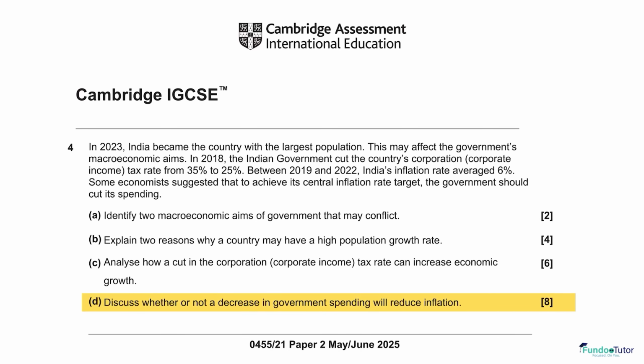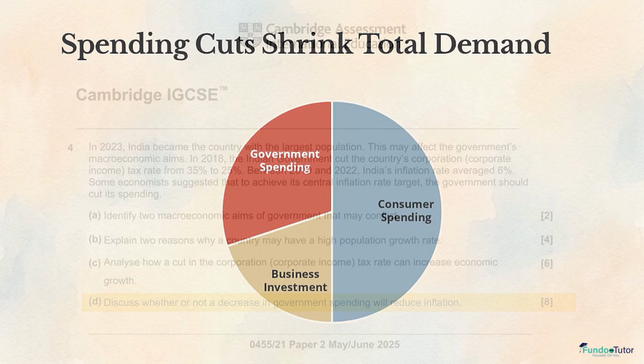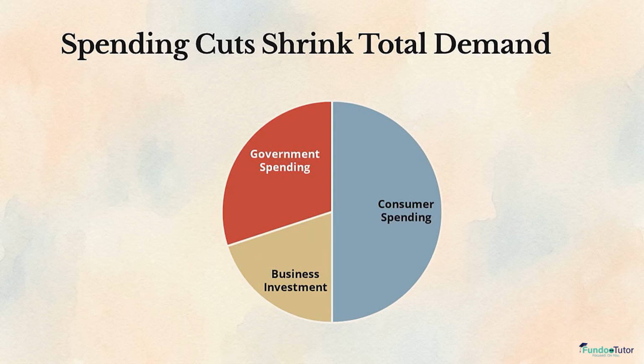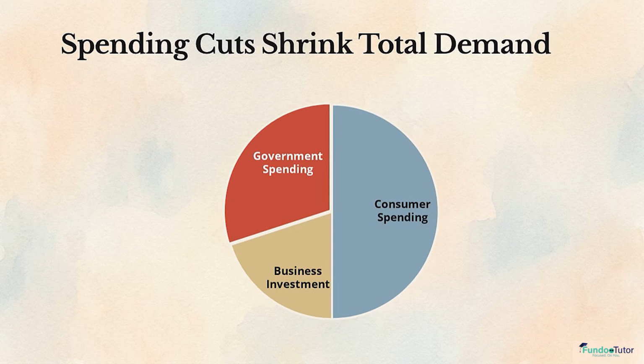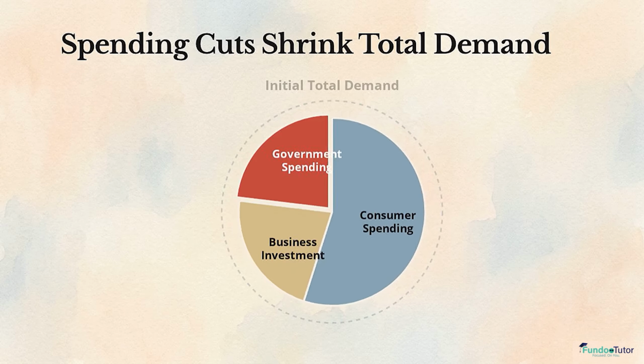Discuss whether or not a decrease in government spending will reduce inflation. Pause the video here and formulate your own two-sided argument before we break it down. To build the why it might argument, we apply the core definition of fiscal policy. Government spending is a major component of total demand.